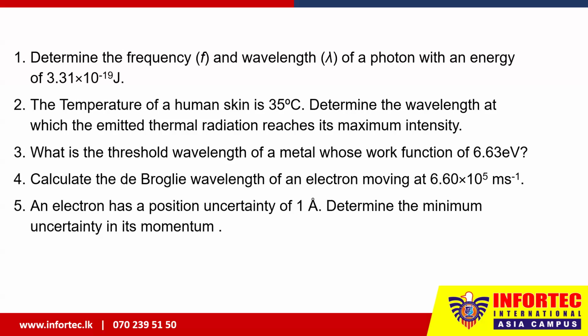The other questions, last question in modern physics: an electron has a position uncertainty of 1 angstrom. Determine the minimum uncertainty in its momentum. Calculate the minimum uncertainty in the momentum of the electron if its position uncertainty is given as 1 angstrom. I think you remember uncertainty. The theory behind it is this word, position uncertainty. Then what is the uncertainty in the momentum? I think you remember the Heisenberg uncertainty principle.